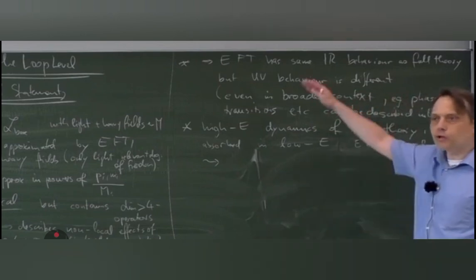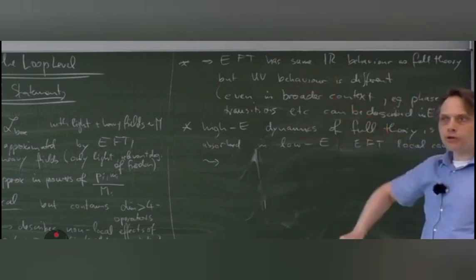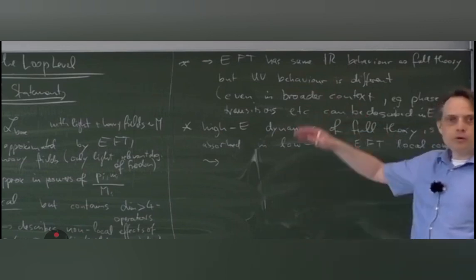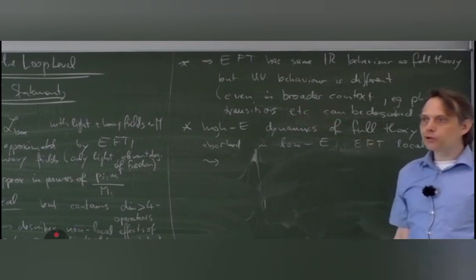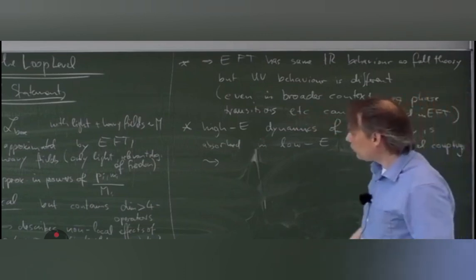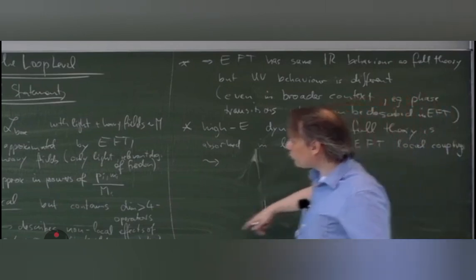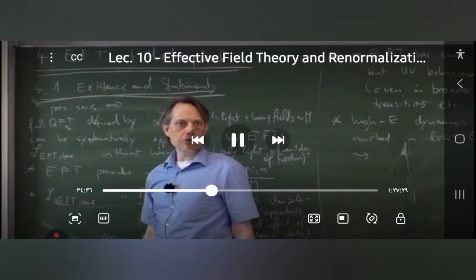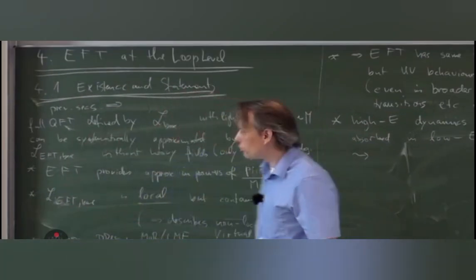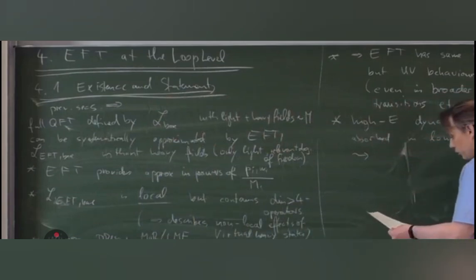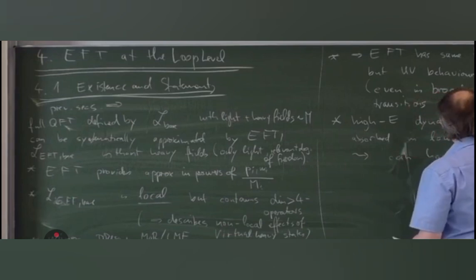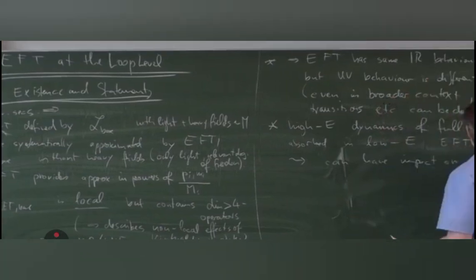If you integrate out, for example, the W and the Z, but retain the photon, the low energy EFT is only U1 gauge invariant, while the fundamental theory is SU2 cross U1 gauge invariant. So the symmetry pattern can change, which means that the local coupling constants in the EFT Lagrangian respect a different symmetry than the couplings in the original Lagrangian. So that can happen depending on what you integrate out. So it can have an impact on the validity of symmetries.